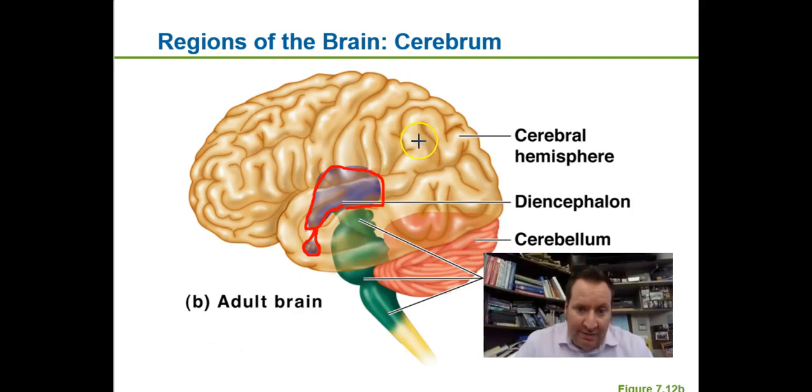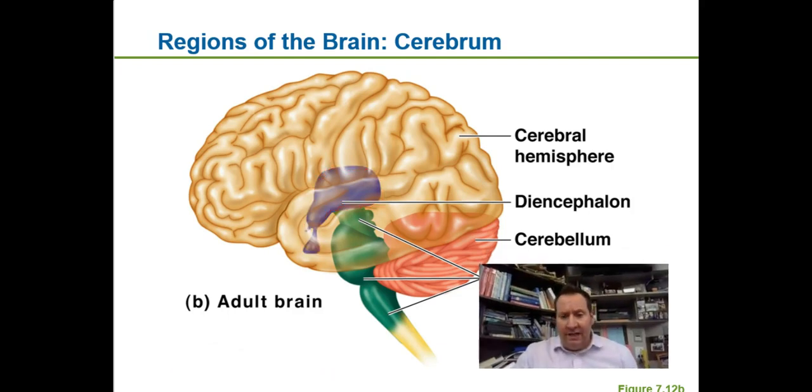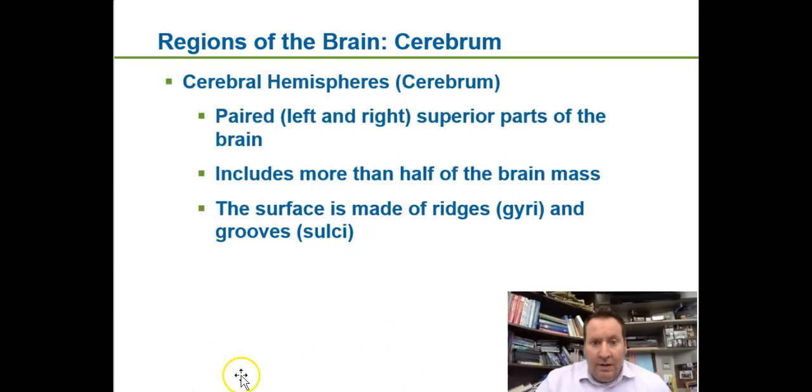But we're really going to zoom in now on the cerebrum and take a look at it in a little more detail, pointing out some of the key areas and the basic functions of some of these areas. The cerebrum comes in pairs. There's a right hemisphere and a left hemisphere. The hemispheres are divided by those deep grooves that we call fissures.